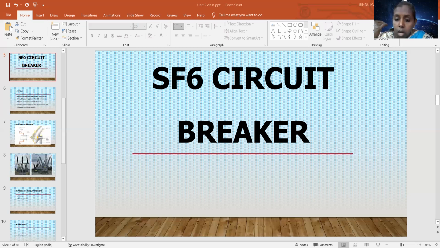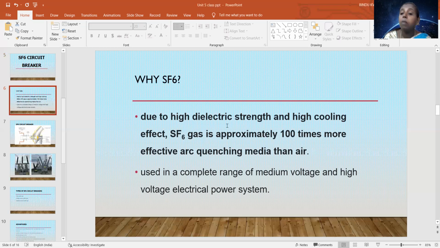Here are the main properties, that is, why we are going for the SF6 circuit breaker. Why are we choosing sulfur hexafluoride? Because it has a high dielectric strength, and the arc quenching capability of sulfur hexafluoride is also very high. There is a high cooling effect.